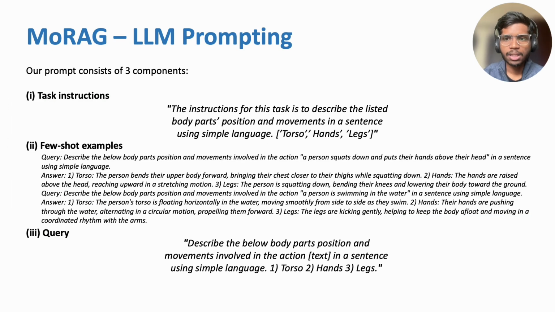As we adopt a part-based motion retrieval approach, we prompt the input text description to an LLM to generate motion descriptions specific to the torso, hands, and legs. Our prompt consists of three components. First, we have the task instructions, which summarize the task details. Next, we provide a set of example descriptions to ensure the model understands the format of the output we are expecting. Finally, the query consists of the input text description.